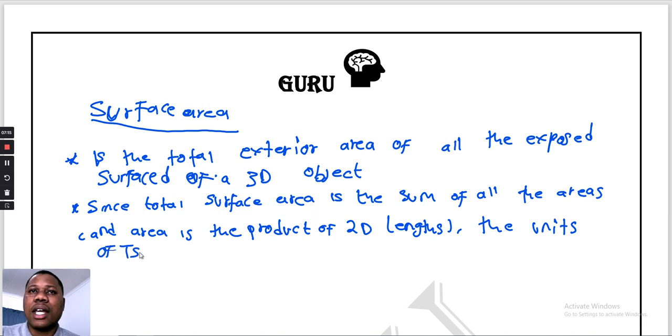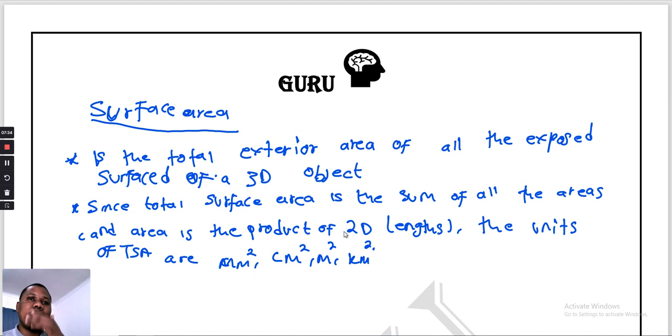The units of total surface area are, let me start with the millimeter squared, centimeter squared, meter squared, and kilometer squared.